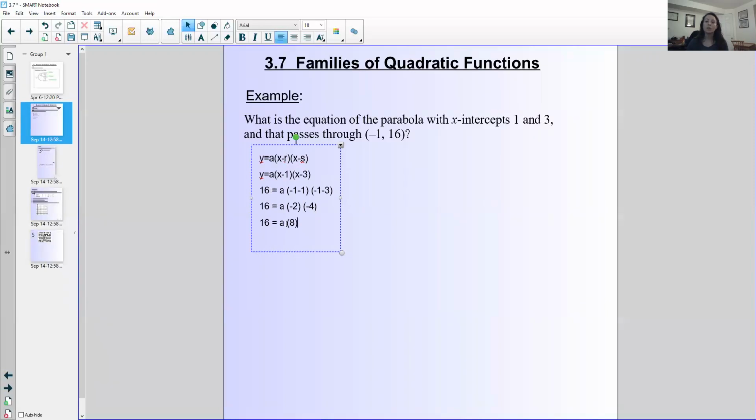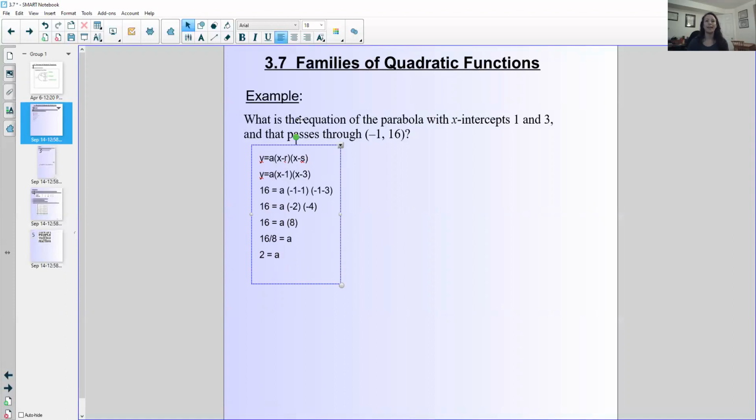Because these are being multiplied, when you bring it onto the other side, you're going to divide. I'm sorry, I don't have a fancy division sign here, so I'm just going to use the slash. So that is 16 divided by 8. You can reduce that and keep it as an answer of 2. So my a value is 2.